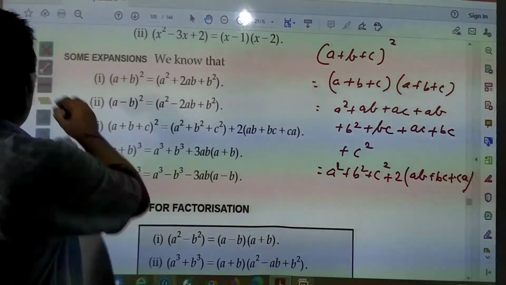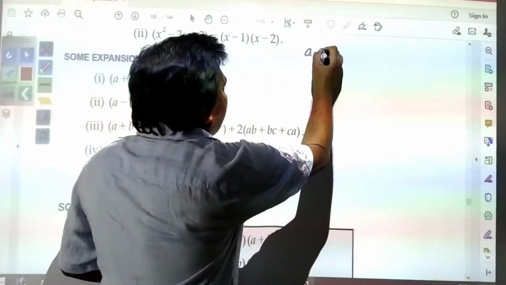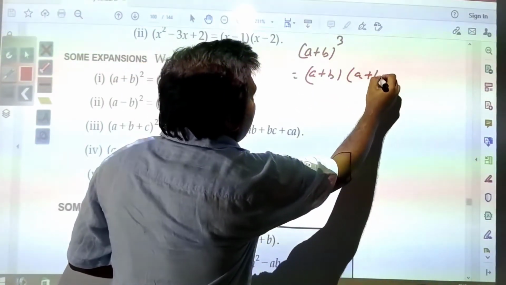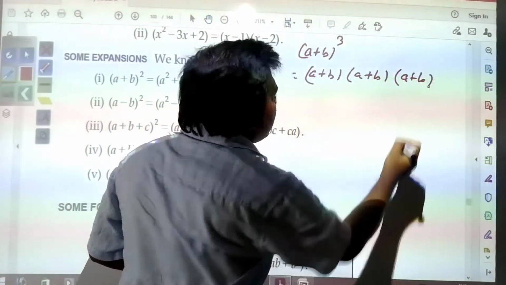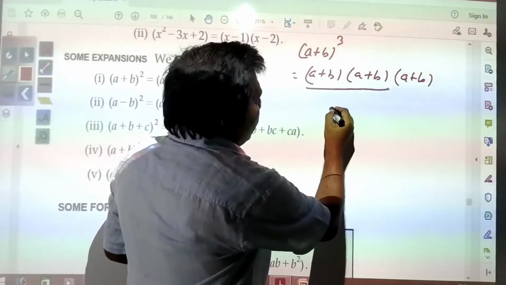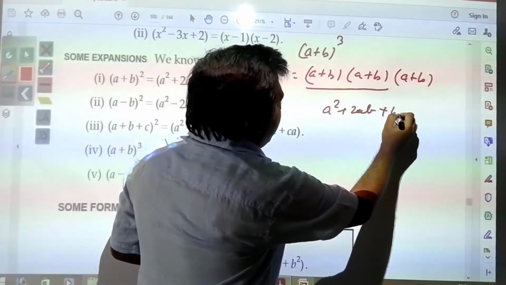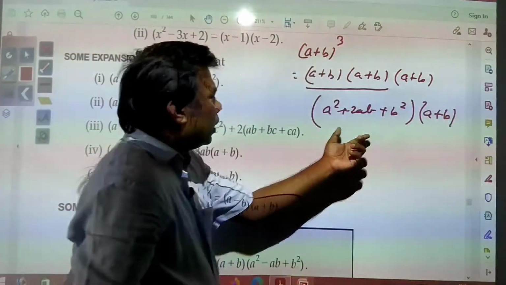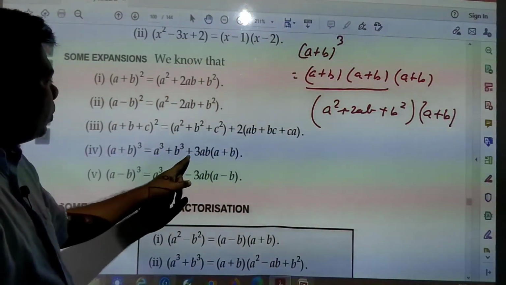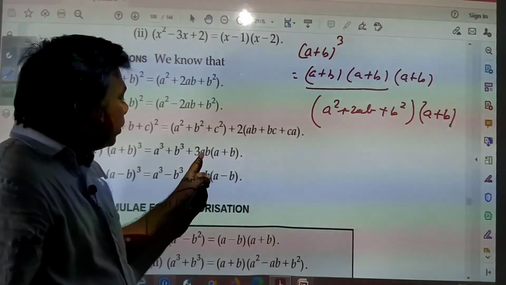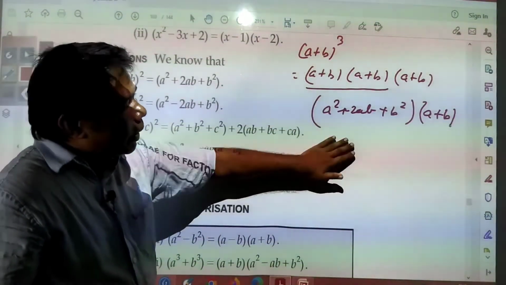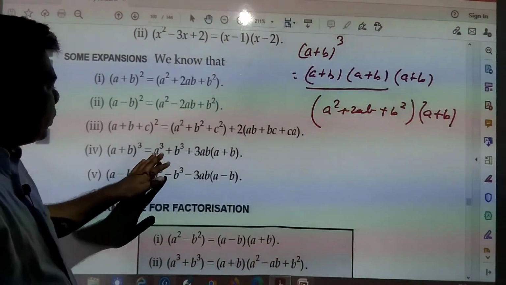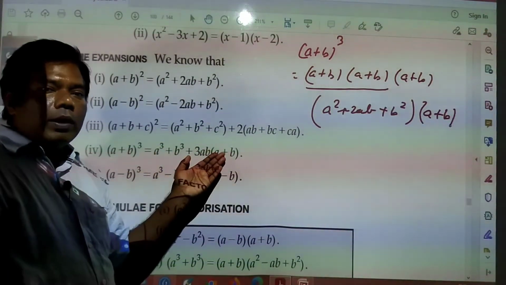(a + b)³. How will it be derived? (a + b)³ means (a + b) into (a + b) into (a + b), 3 times. So (a + b)(a + b) you know is a² + 2ab + b², and this needs to be multiplied again by (a + b), and you will finally get a³ + b³ + 3ab(a + b). You do this by yourself, multiply and check whether you are getting it or not. But you need to remember (a + b)³ is equal to a³ + b³ + 3ab(a + b).